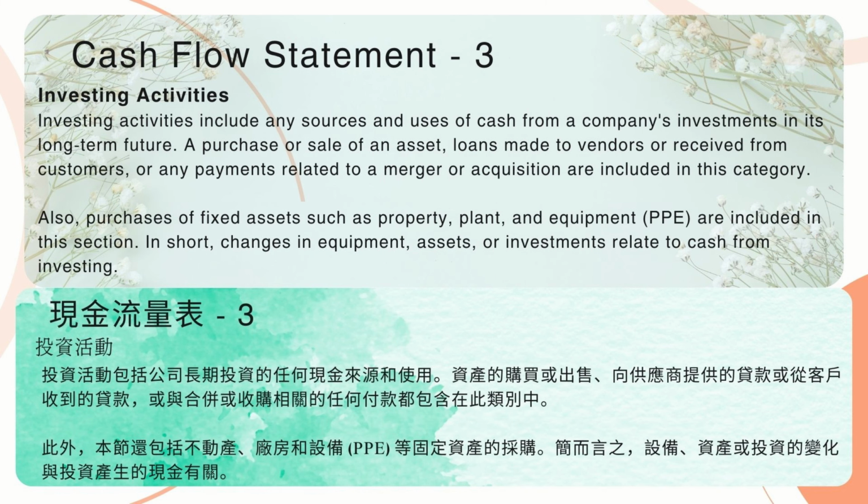Investing activities. Investing activities include any sources and uses of cash from a company's investments in the long-term future. A purchase or sale of an asset, loans made to vendors or received from customers, or any payments related to a merger or acquisition are included in this category. Also, purchases of fixed assets such as property, plant and equipment, PPE, are included in this section. In short, changes in equipment, assets or investments relate to cash from investing.